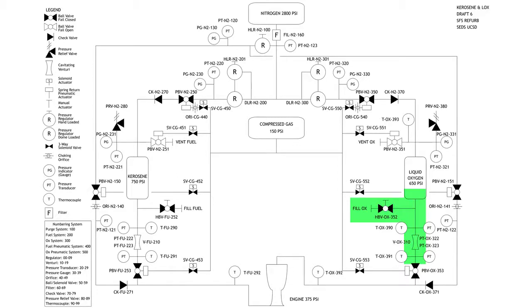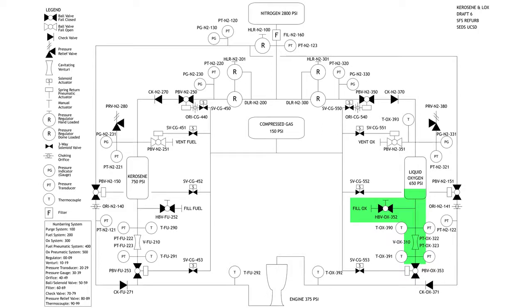And we're going to know to stop filling this tank based on our vent temperature, and we're also going to be able to tell it through the pressure gauges. So that's how we're going to know to stop filling, when we start filling that liquid oxygen.